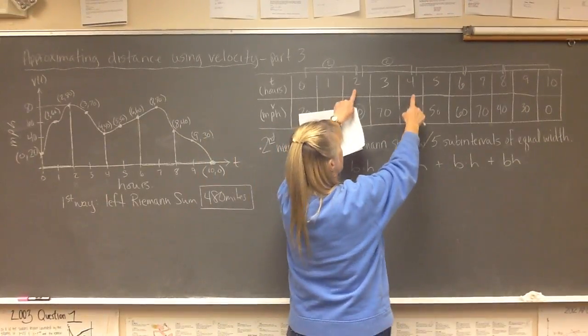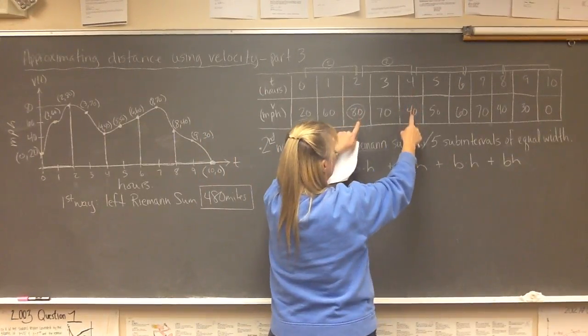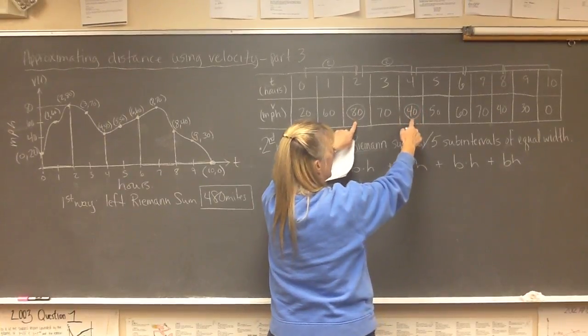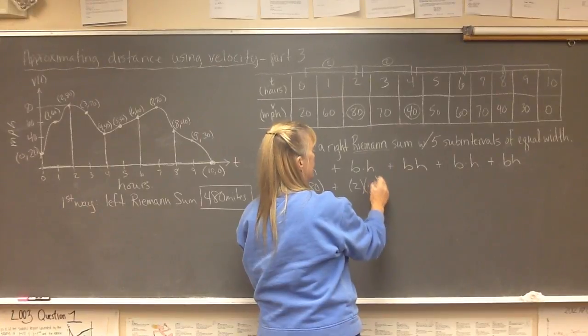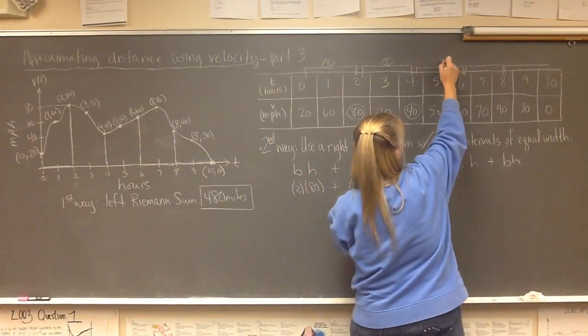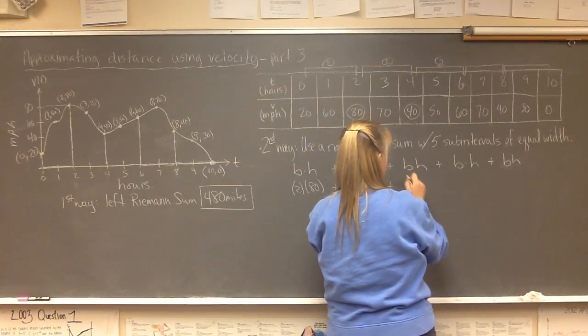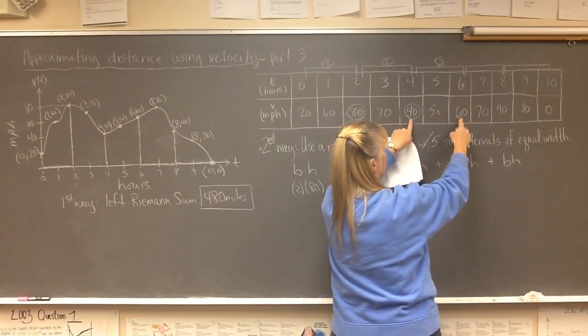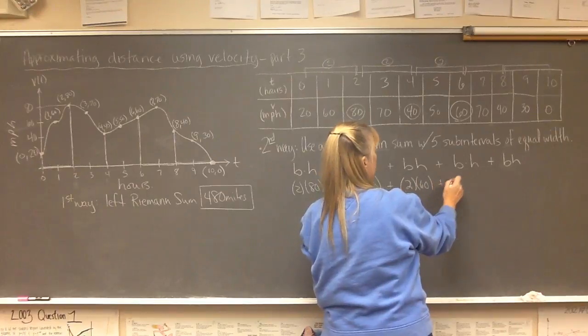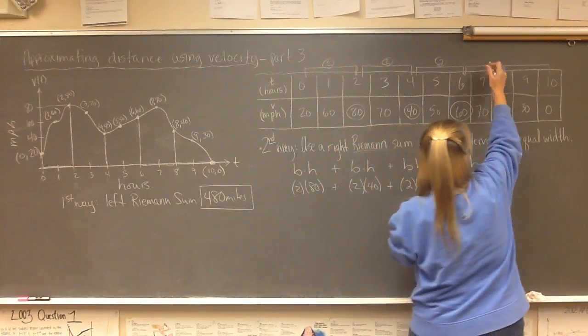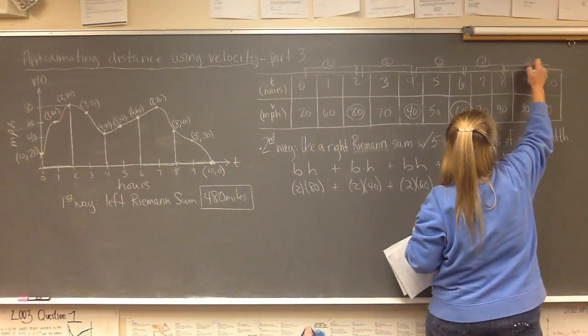And now I'm looking at my interval between 2 and 4 hours, and this time I'm going to use that 40 as the right side of my rectangle, so 2 times 40. Plus, and now I have a base of 2 again, and my height is either going to be 40 or 60. I want the right side, so I pick the 60, plus 2 again for my equal subinterval.